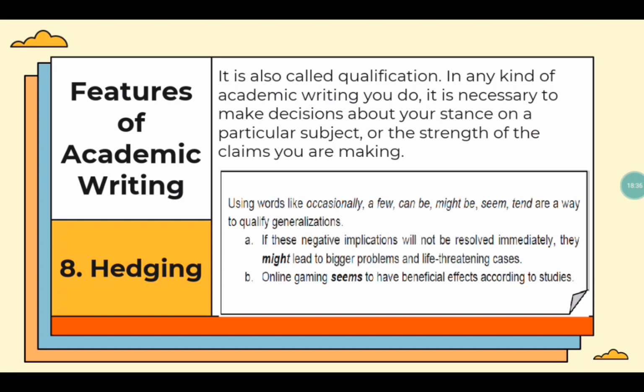So using words like occasionally, a few, can be, might be, seem, tend are ways to qualify generalizations. Example, if this negative implication will not be resolved immediately, they might lead to bigger problems in life-threatening cases. Another example, online gaming seems to have beneficial effects according to studies. So you are giving your own opinion, but it is based on the references that you have used.